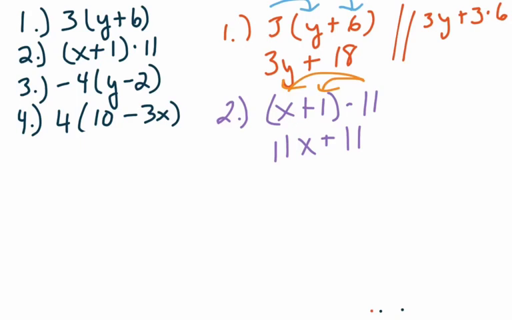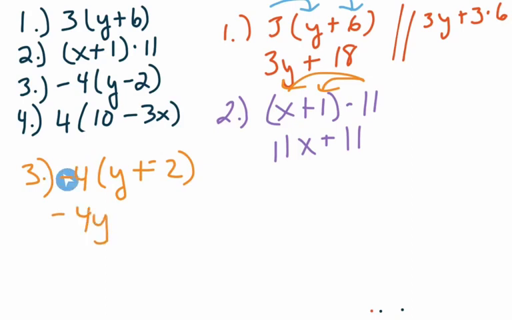The third one, we have negative 4 times y minus 2. And if you need to, just remember that is y plus negative, that you are multiplying by a negative there. Negative 4 times y is negative 4y. And then negative 4 times negative 2. Negative 4 times negative 2 is positive 8.